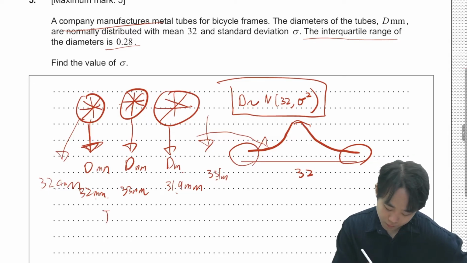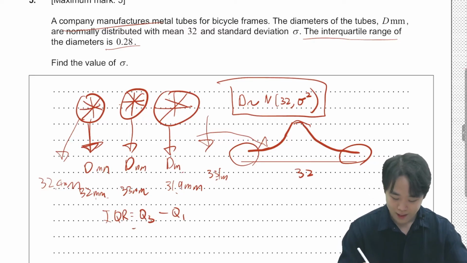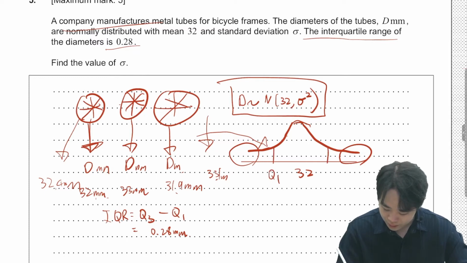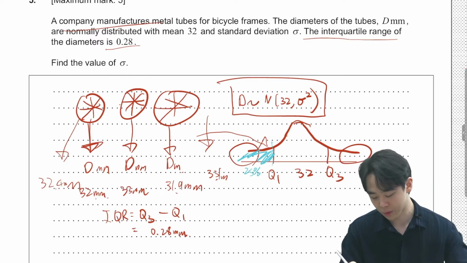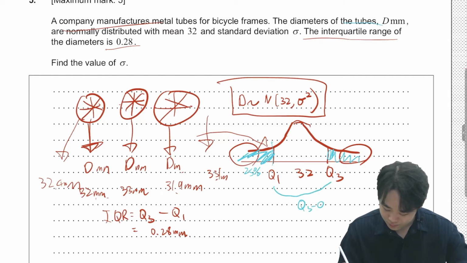So the IQR, which is the third quartile, the top 25%, minus the first quartile, the bottom 25%, is going to be 0.28 millimeters. If we have Q1 here and Q3 here, that means 25% of the tubes will be shorter than Q1, and 25% will be greater than Q3. But the difference between them is going to be 0.28 millimeters.